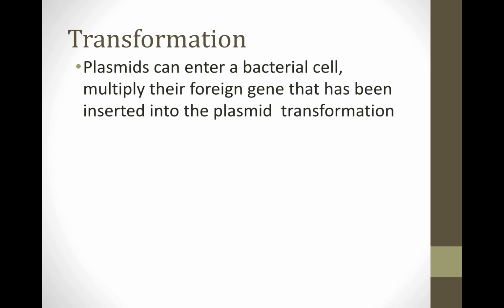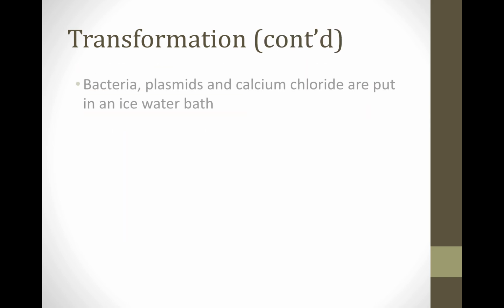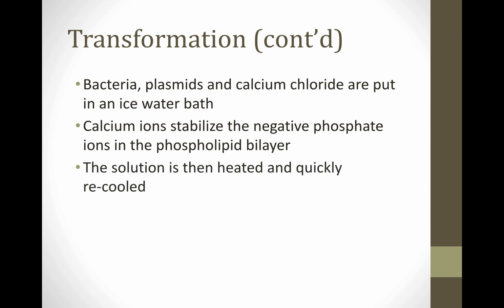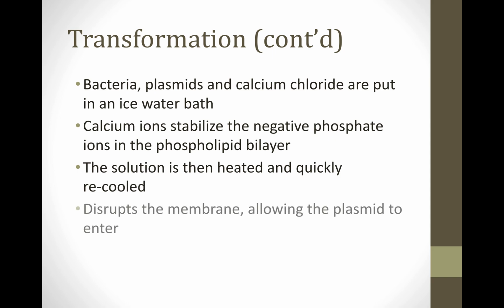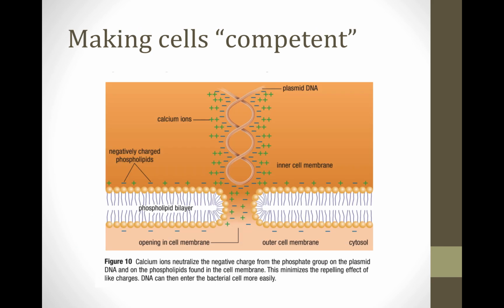Transformation occurs when plasmids enter a bacterial cell and multiply the foreign gene that's been inserted into it. If the bacterial cell is not able to take up the plasmid, it can sometimes be made competent and forced to take it up. One of the ways of doing that is to put them into an ice water bath, which stabilizes the negative phosphate ions in the phospholipid bilayer. And then the solution is heated and quickly recooled, which disrupts the membrane, allowing the plasmids to enter. Then the cells are kept at 37 degrees, which is where they thrive, to stabilize and grow.